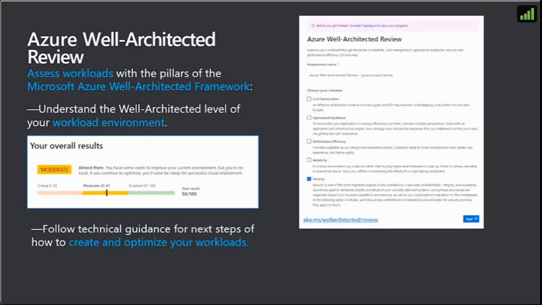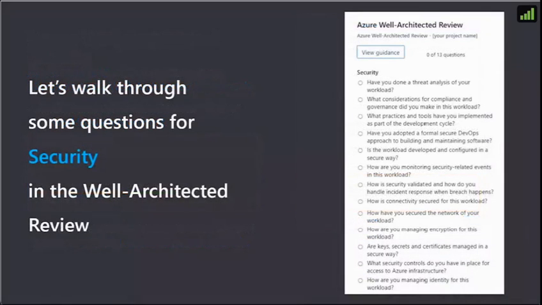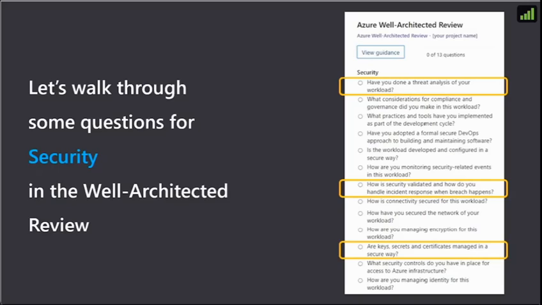So let's look at security questions in detail. I've selected 3 of these questions to walk you through during the session to show how it's done, what's needed to answer them, and to get the right guidance. Let's walk through each of these questions. There are 13 questions in security, and all of them are important. We're just choosing a sample here for your reference. At any point, you may click on View Guidance, and that will bring you to the report with the recommendations and guidance based on your responses and the information imported from Azure Advisor. So we've got: have you done a threat analysis of your workload? How is security validated, and how do you handle incident response when a breach happens?